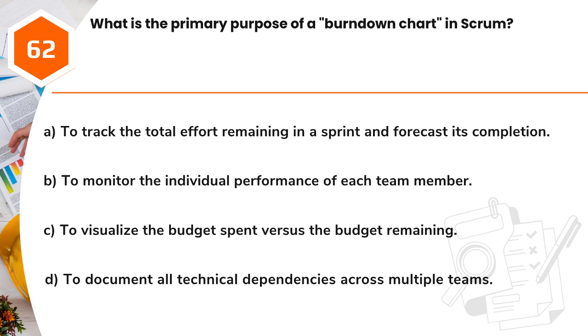Question 62. What is the primary purpose of a burn-down chart in Scrum? A. To track the total effort remaining in a sprint and forecast its completion. B. To monitor the individual performance of each team member. C. To visualize the budget spent versus the budget remaining. D. To document all technical dependencies across multiple teams.